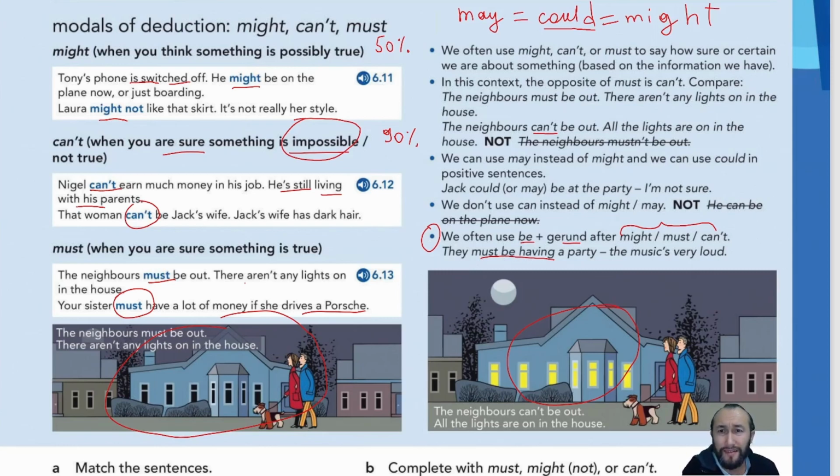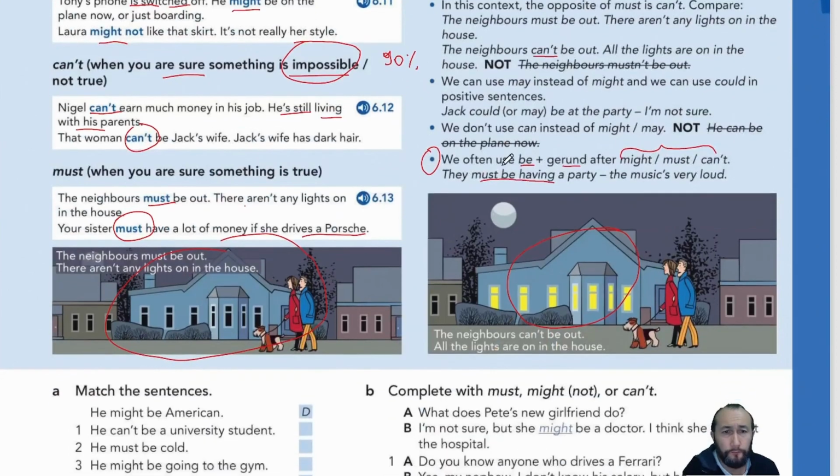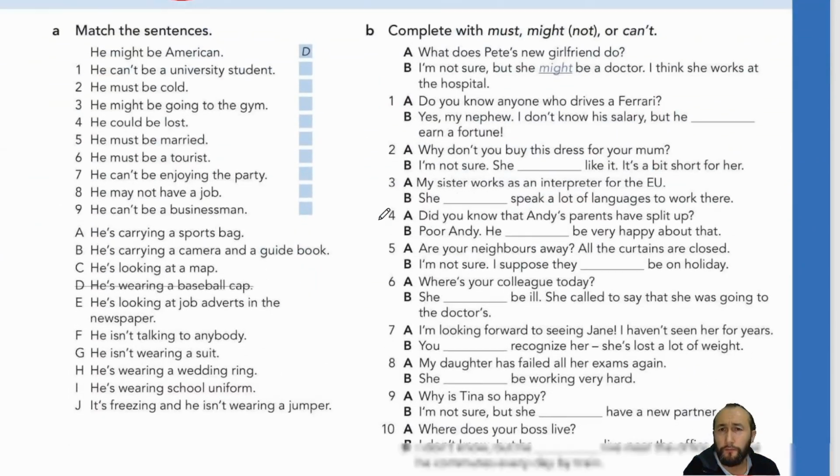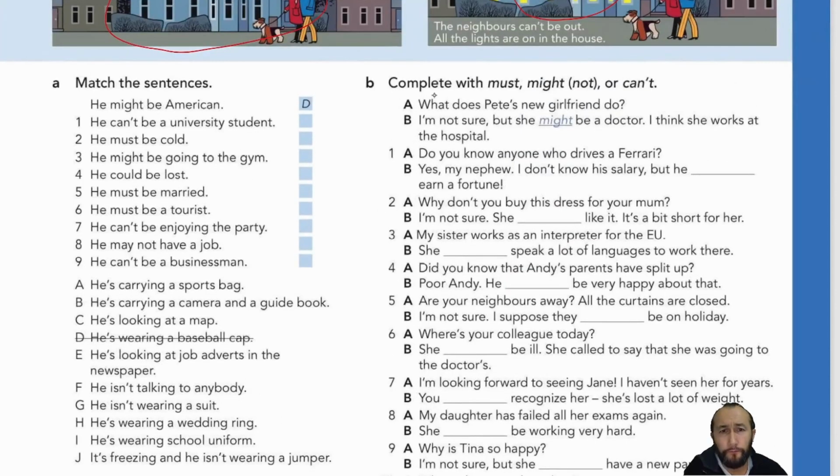Now we're going to do some exercises relating to them. So I'm just going to go down a bit. Here you go, guys. We got here A. We're going to do some of it, not all of it, because the rest of it we're going to do in our class, right? So match the sentences.